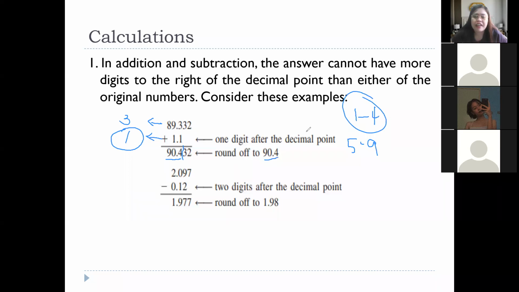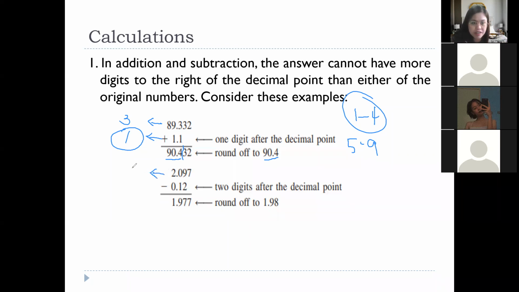So the final answer here is 90.4. Okay? Now, for the second one, this is class subtraction. Addition and subtraction follow the same rule. So 2.097 minus 0.12. This will be an easy one, a simple operation sa subtraction, pero kailangan na to i-follow ang rules ni significant figures.